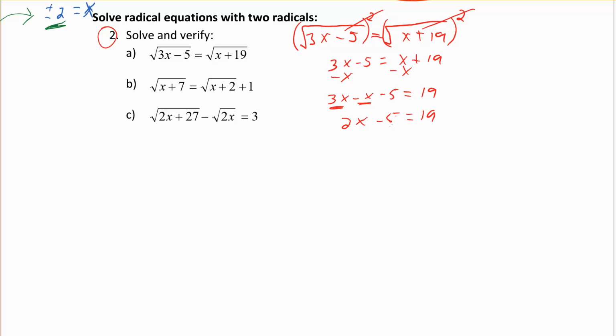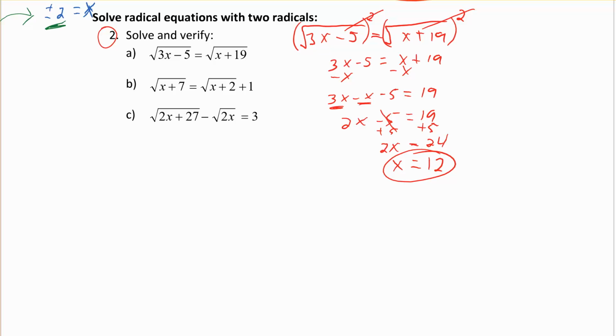Now I just got to get the 5 out of there. It's the next thing I want to get to go. So I'm going to add 5 to both sides. Plus 5, and I end up with 2x is equal to 19 plus 5 is 24. So x is equal to 12.